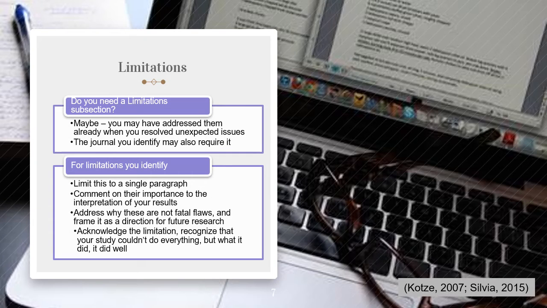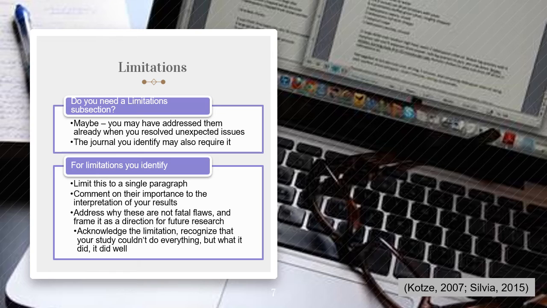This next section is the limitations, and you may or may not have to deal with that. If you were resolving methodological issues, unexpected findings, or design issues that might have been unique to your study previously, then those might also have been the limitations and you might have already addressed them. However, some journals want specific limitation sections.